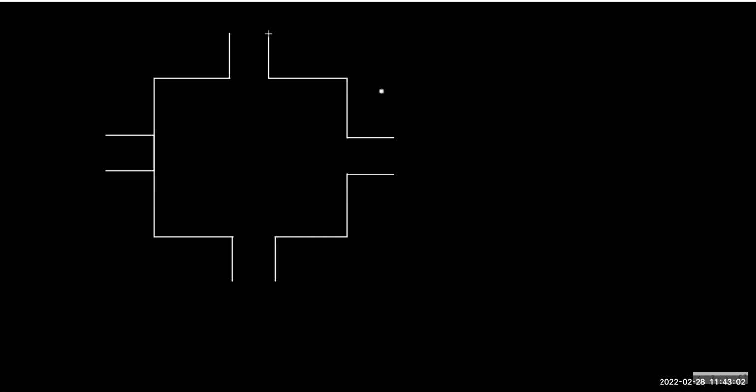So now we have a liquid filled in this entire volume, and we have a piston here.